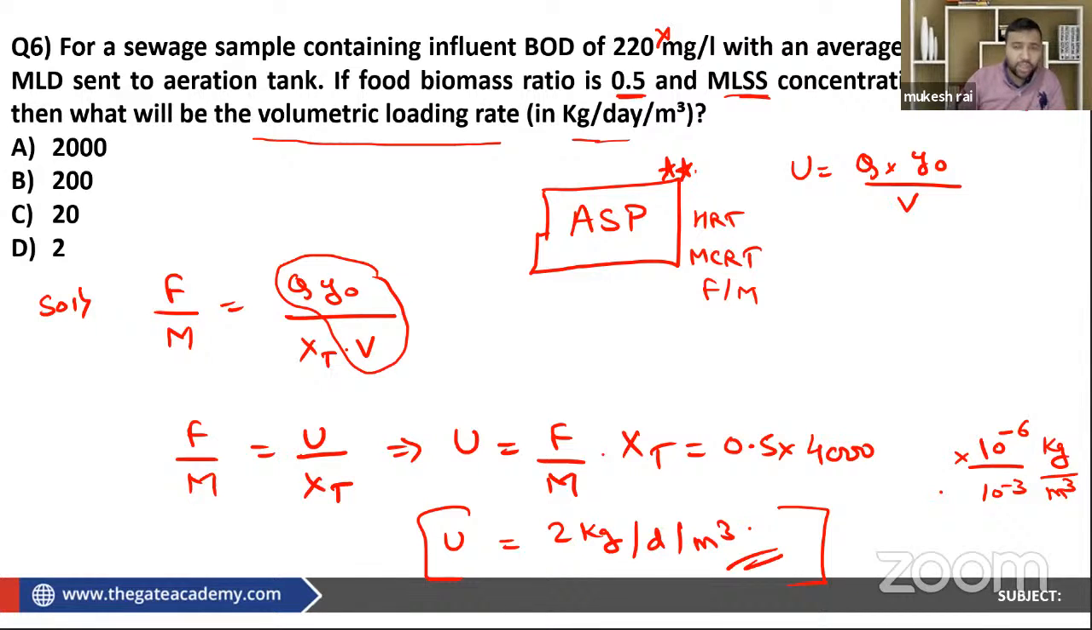There are hidden concepts, that is what you have to look for, and some fake data is there, which you have to check. So you have to cover all the portions of the activated sludge process, because those types of parameters are generally asked in the GATE examination by giving simple values, and they will ask what is the hydraulic retention time, what is the mean cell residence time, what is the food to microorganism ratio. So you have to cover this activated sludge process for the GATE examination.